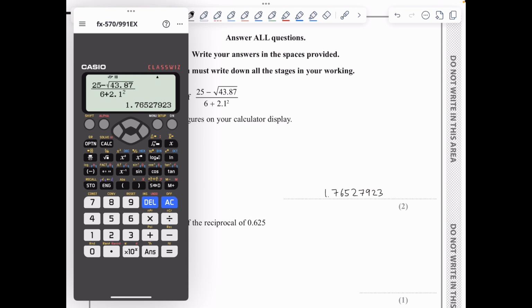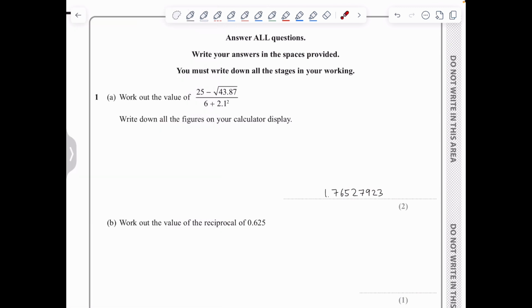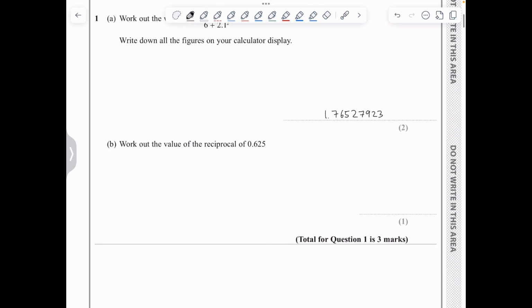1.7652793. In part B, we need to work out the value of the reciprocal of 0.625, and when we talk about the reciprocal, we mean 1 over the number, so 1 over 0.625. Well, if I plug this on the calculator, I get an answer of 1.6.